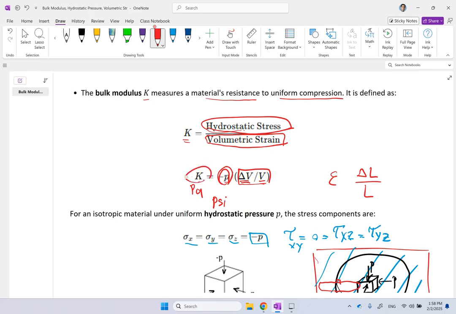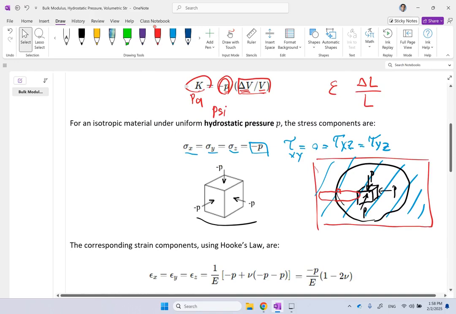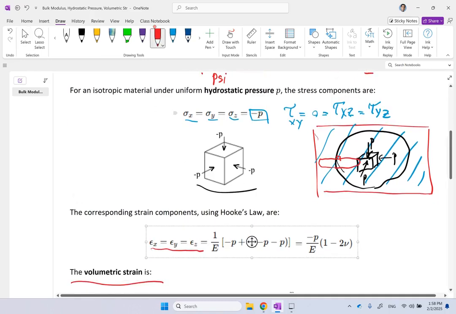Now, what does this K have to do with E and G? Is this related to those other constants of the material? The answer is yes, it is. How do we find that? Well, here we need to find the strain components of this element that is under hydrostatic pressure.